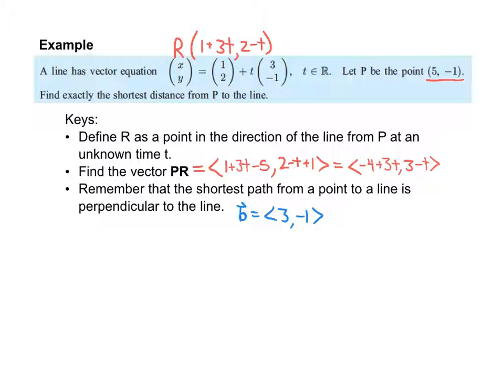Now, in order to find the shortest distance, I've got to figure out the time, all right? So I've got to make PR dotted with B equal to 0, because the shortest distance will always be perpendicular to the line, okay?